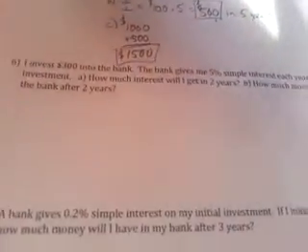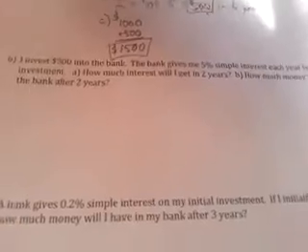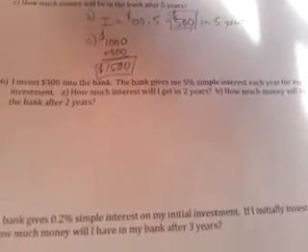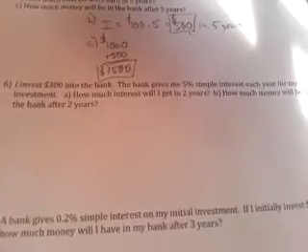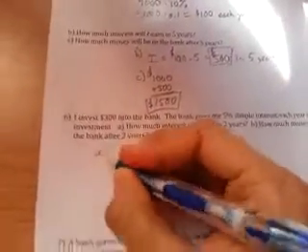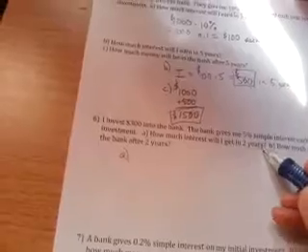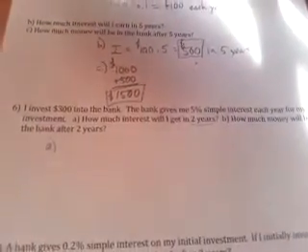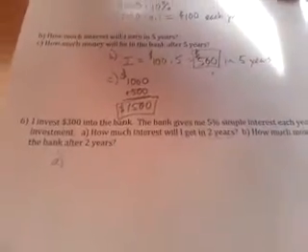How about the next one? The next one says, I invest $300 into the bank. The bank gives me 5% simple interest each year for my investment. Okay, so the first thing, it wants me to calculate 2 years, but I need to first calculate how much it's going to give me in 1 year. Right, that's the first step. I have to figure out how much it's going to give me in 1 year.